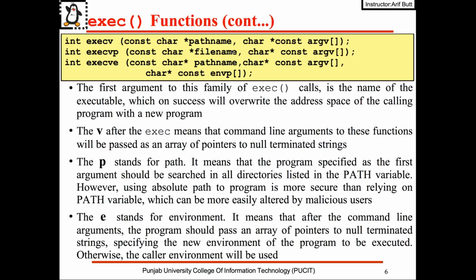And these 3 functions are called the exec V family because we have a V over here. This V means that after the program name, the command line arguments are not passed as a comma separated list. Rather, the command line arguments are passed as an array of pointers to null terminated strings. And the P, of course, means that this program name will be searched in the PATH environment variable, and this E means the third argument, that is the new environment.